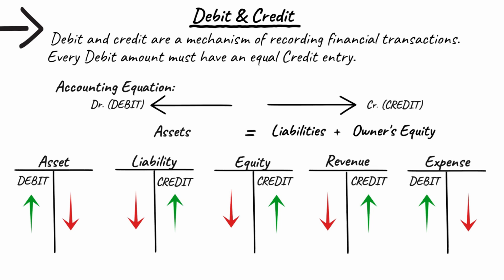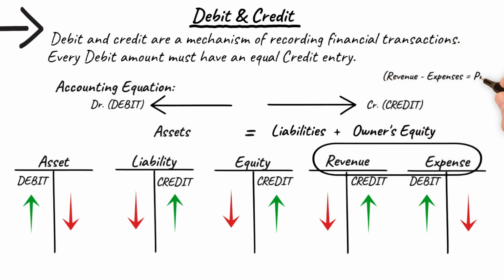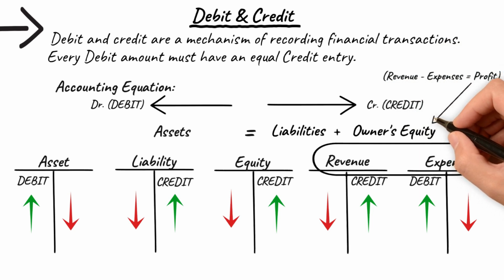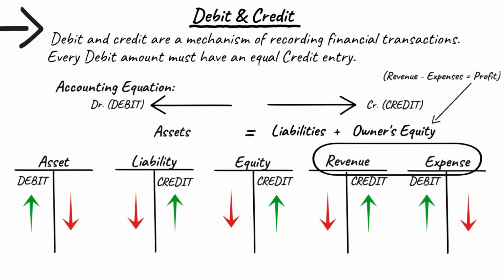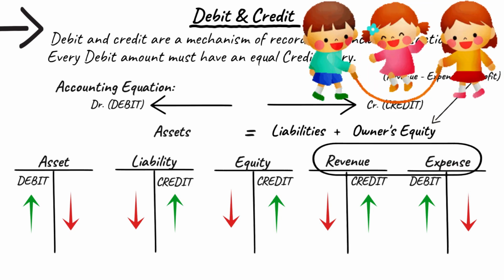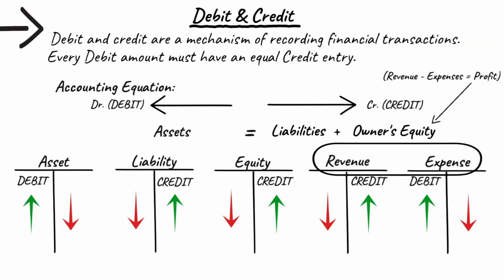Before we move on, you might be wondering about revenue and expense since they aren't explicitly part of the accounting equation. Actually, they are part of the accounting equation because profit is calculated by deducting expenses from revenue, and this profit ultimately becomes part of the owner's equity. Remember I said earlier that equity, revenue, and expense are like cousins? If revenue increases, it can increase equity. That is why both equity and revenue have a credit nature. Expense, on the other hand, decreases equity, and therefore it has an opposite debit nature.